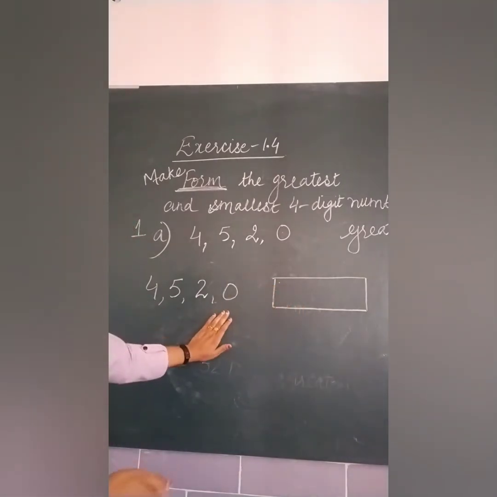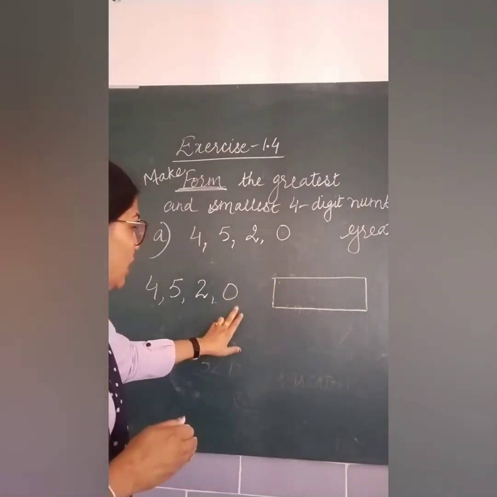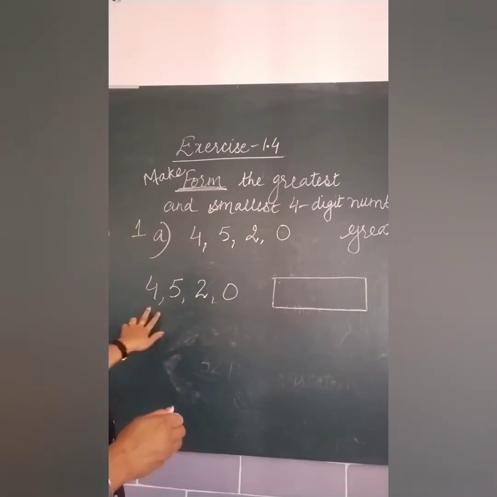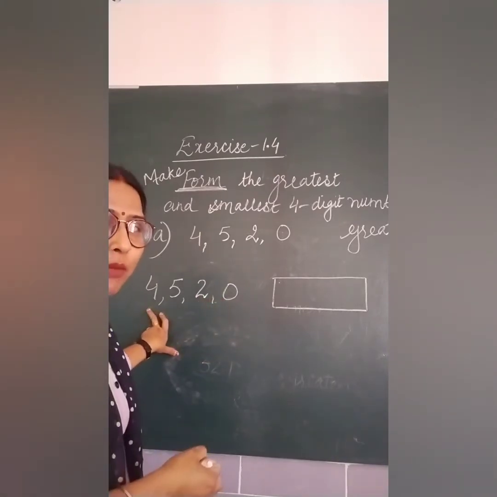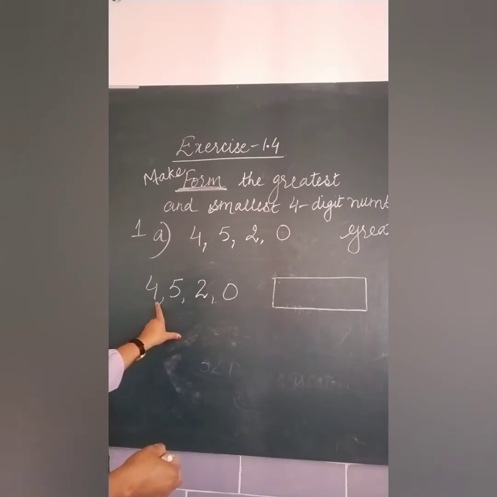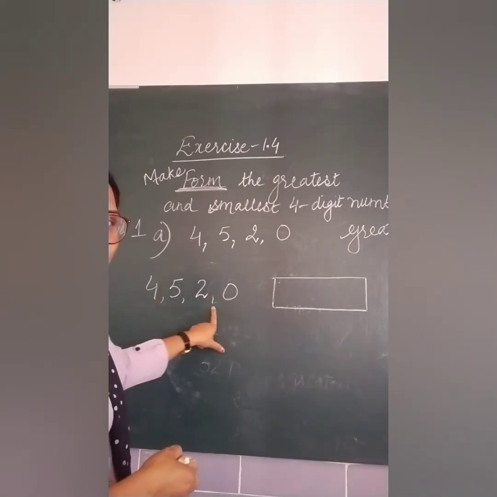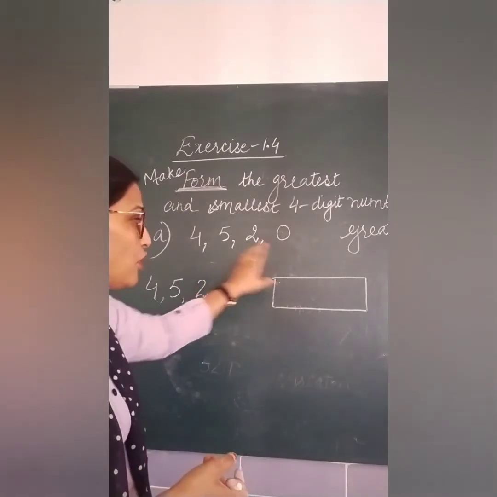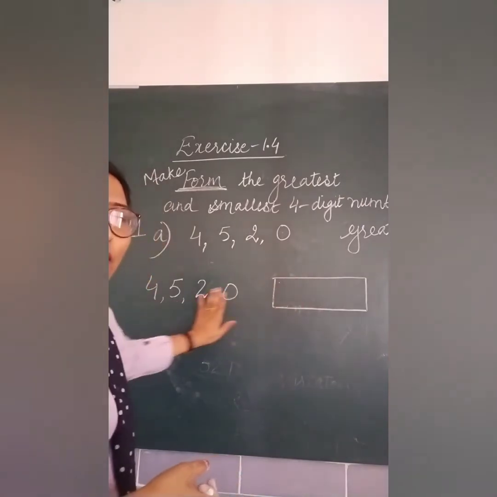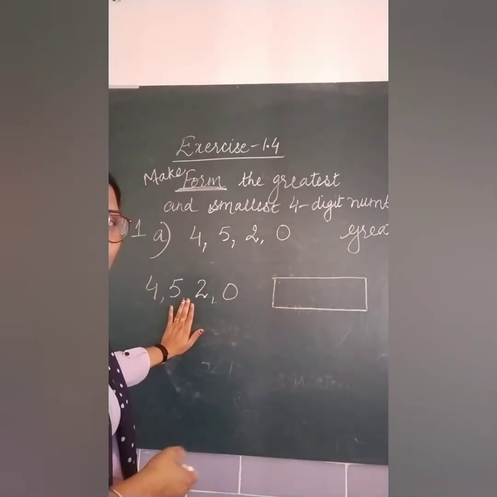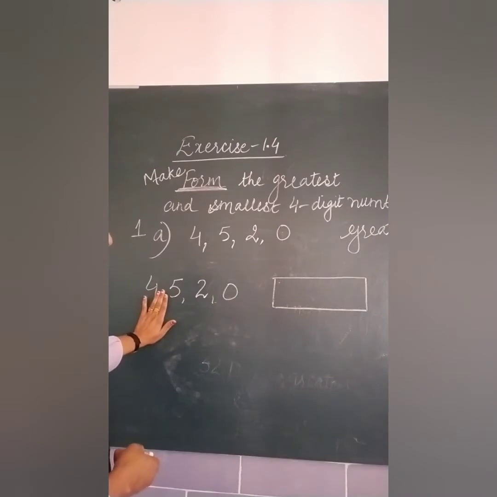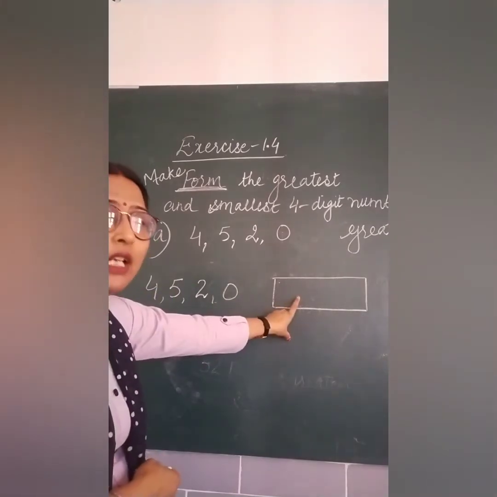One more important thing, beta: these are the digits. ये digits क्यों हैं? Because commas are there. जब सभी digits में commas हैं then these are the digits, but we have to make the number, so we will not put the commas. हम इन commas को नहीं लिखेंगे because we are going to write the number.